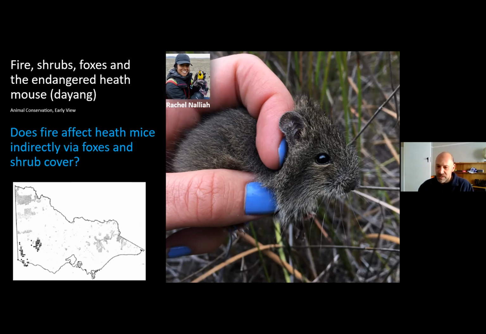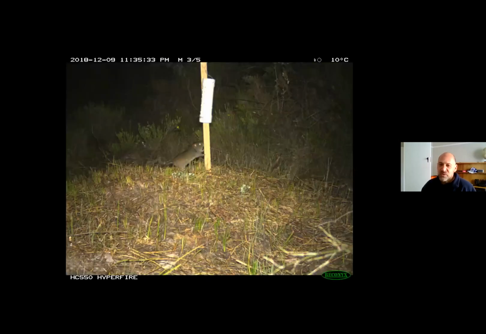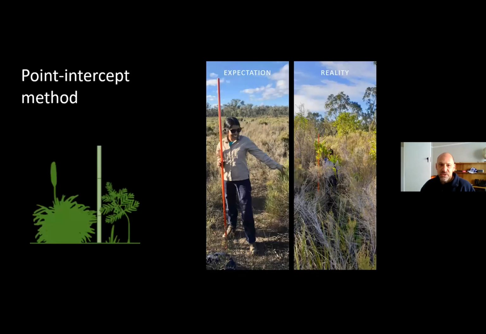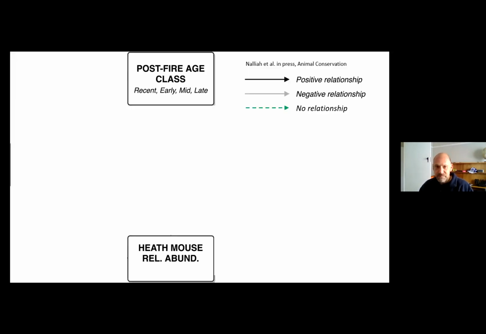I'm not going to talk about the fox part of this research today. If you're interested in the whole story, this article has just been published in a journal called Animal Conservation, so I'll let you look that up. I'm just going to talk about the piece of this puzzle that relates to heath mice, fire, and shrubs. Rachel used remote sensing cameras to measure heath mouse abundance, and she used the point intercept method to measure shrub cover. Let's jump straight into some results.